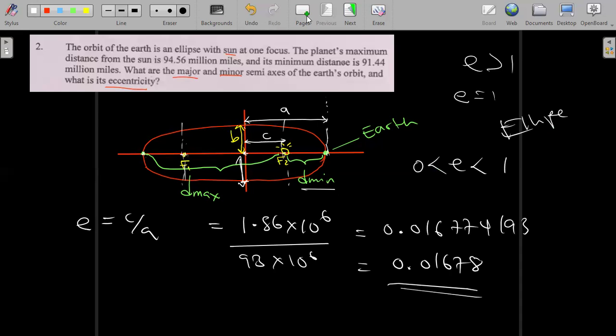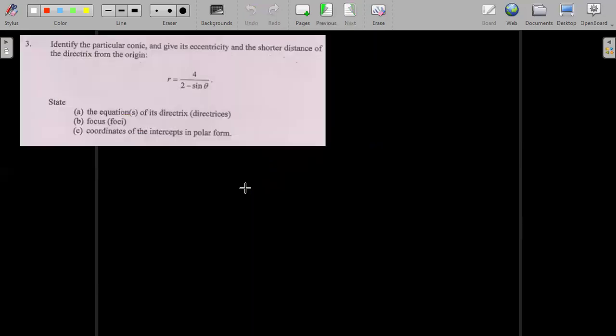Unless there's any question on how we worked out this question. All right, since there's no question, let's move on to this one. This one says, identify the particular conic section and give its eccentricity and the shorter distance of the directrix from the origin.